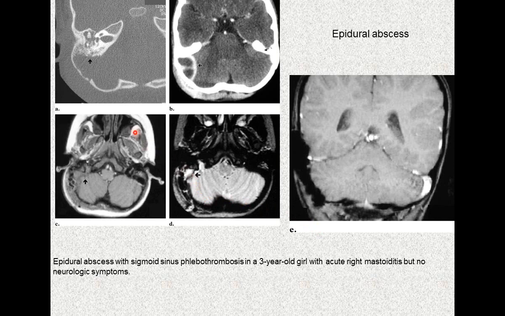Epidural abscess. This is one complication of acute mastoiditis. Epidural abscess, as we see, with enhancement of the wall.